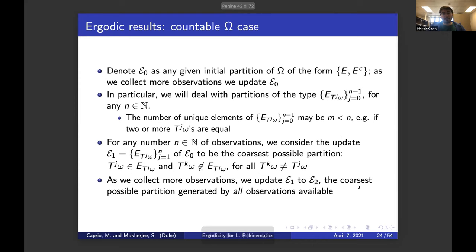Right, so the first ergodic results we give are in the countable case, and are the following. If we call E0 any given initial partition of omega of the form E, E complementary, then we collect our observations, and we update E0 to E1, a finite partition, still the coarsest possible partition, but given all the observations available so far. And of course, as we collect more observations, we're going to update E1 to E2, and so on and so forth.